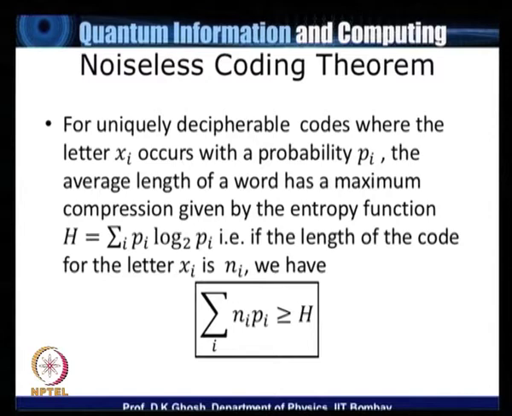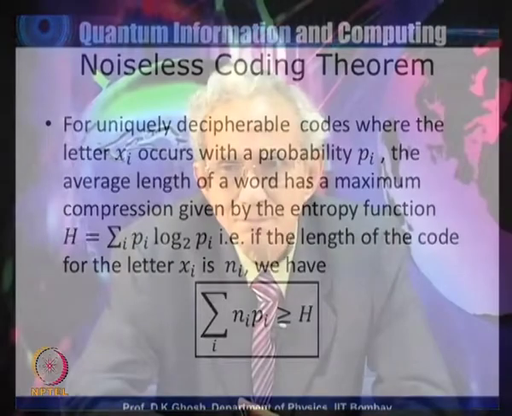With this, I conclude my discussion of classical information theory. In the next lecture, I will go on to discuss another entropy known as von Neumann entropy, which is a direct extension of the classical Shannon entropy to the case where we consider, instead of classical distributions, quantum ensembles.